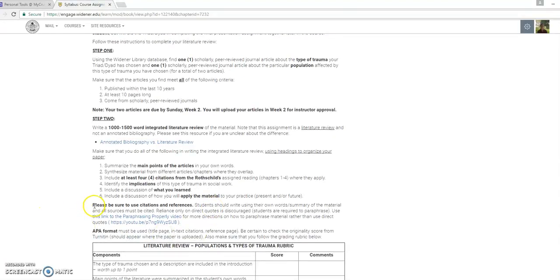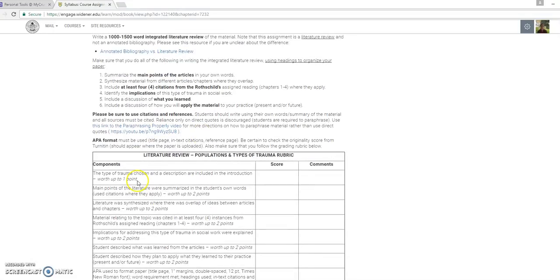Okay, so please be sure to use citations and references, and you are required to paraphrase, and absolutely no direct quotes is how I would go. You can use maybe one or two, but typically direct quotes are discouraged. Okay. So there must be a title page, in-text citations, and a reference page.